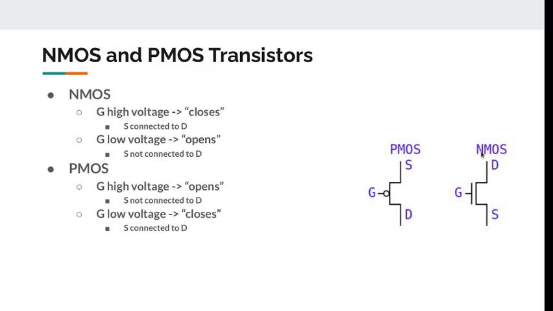So let's review. NMOS, you don't have the bubble here. High voltage, 1: I apply 1 here, this guy closes and I have the signal here. If I apply 0 here, it's open and I don't have a signal. And PMOS is the opposite. If I apply 1 or high here, I don't have a signal, I don't have flow here. If I apply 0, it closes and I have signal, I have flow here.